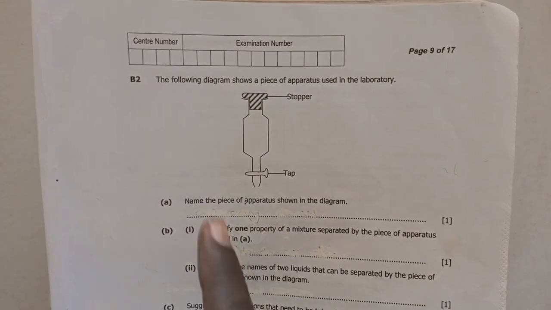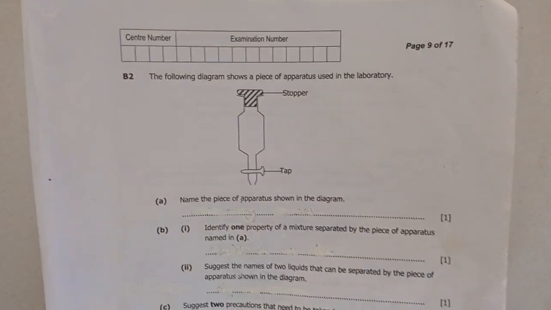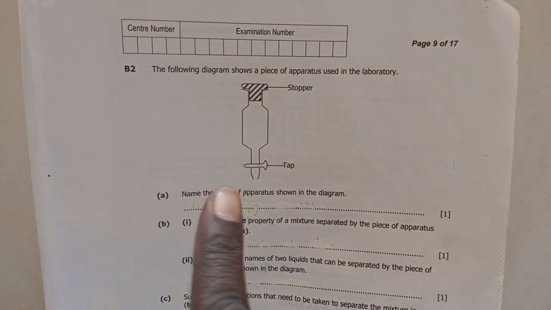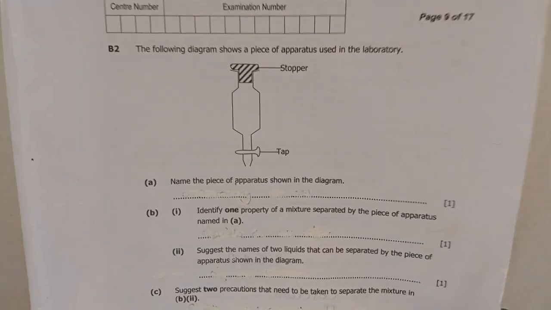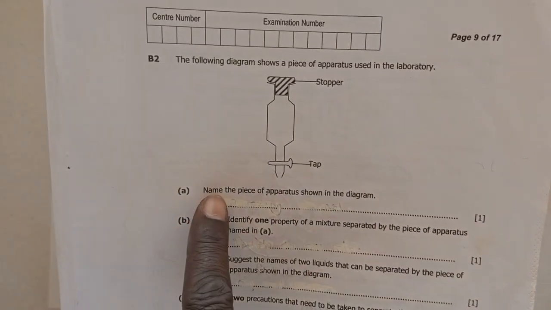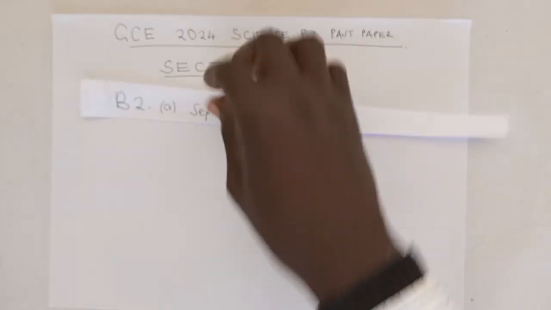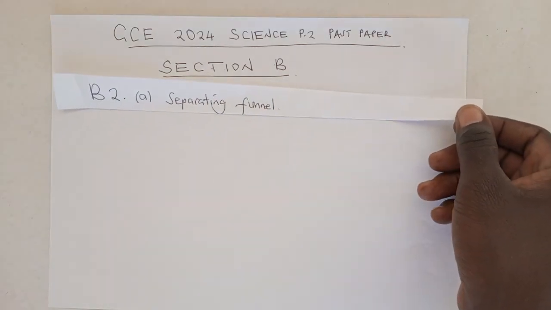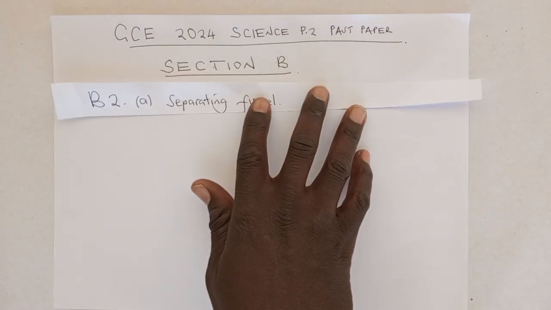So what is this? We need to know that this is a device used to separate liquids that do not form a uniform mix, and this is called a separating funnel. So let's go to the questions now. The first question says, name the piece of apparatus shown in the diagram. The answer is a separating funnel.